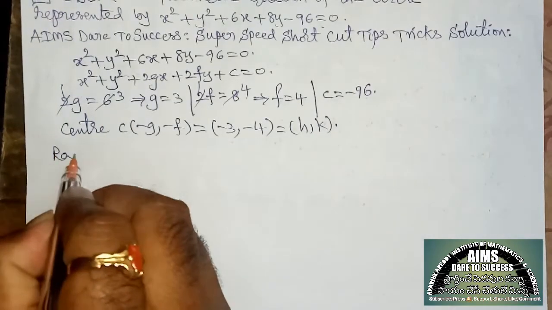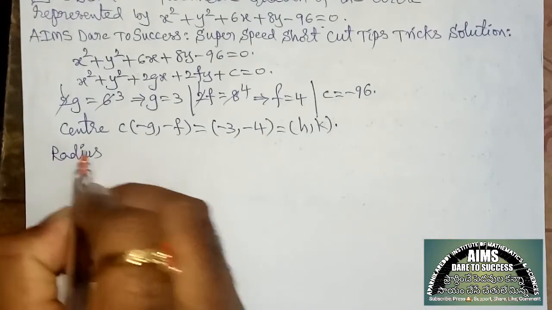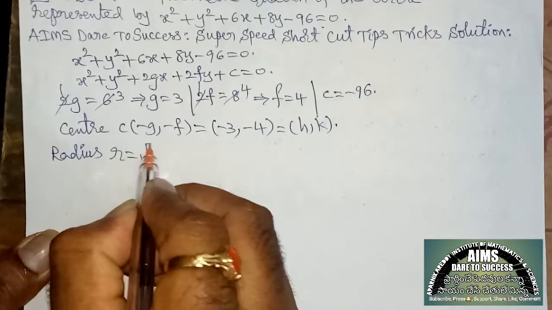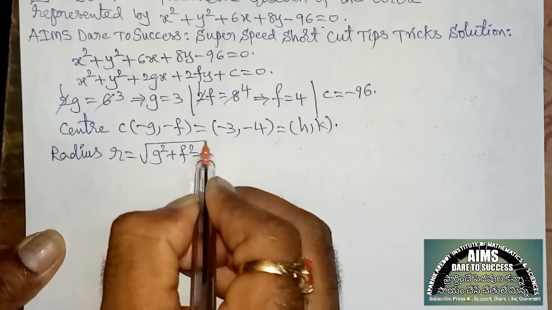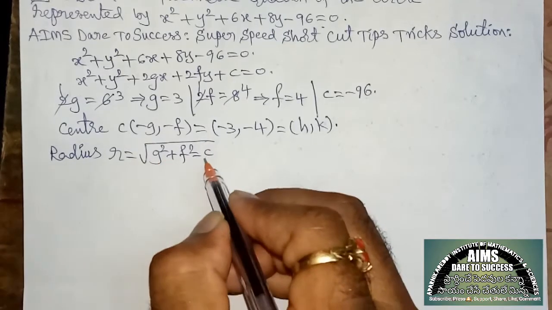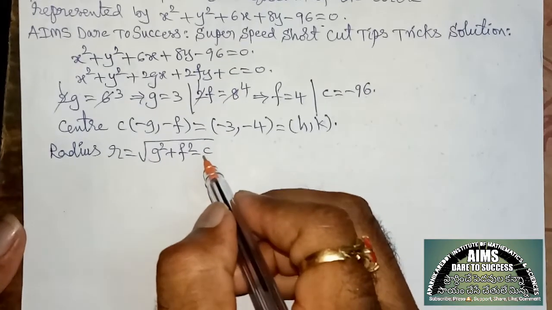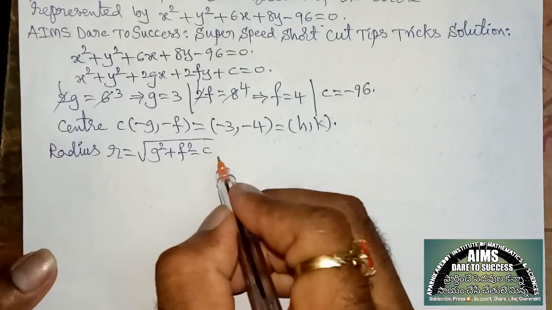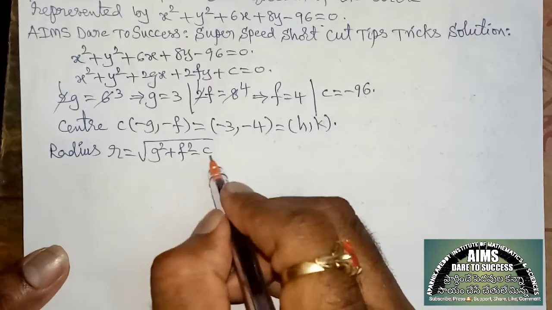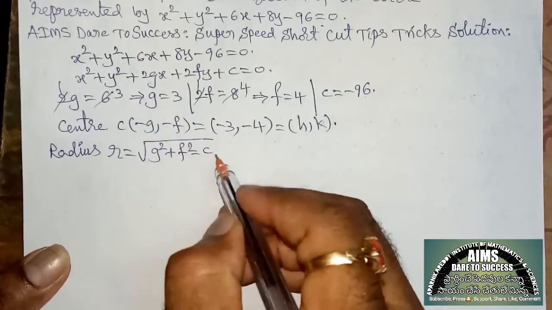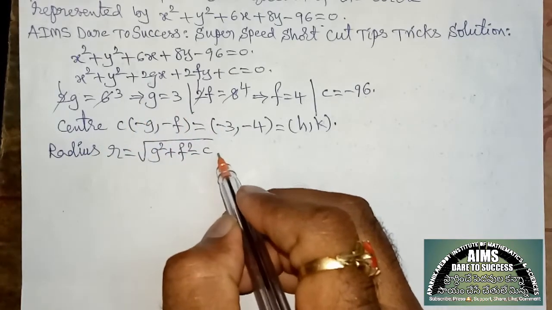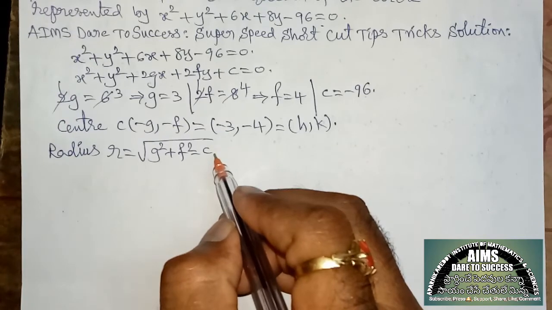And next you have to find the radius. Radius r value is under root of g square plus f square minus c. This is a formula I have already discussed in previous questions. I already uploaded videos on center and radius related problems. You can go through those if you have any doubt.